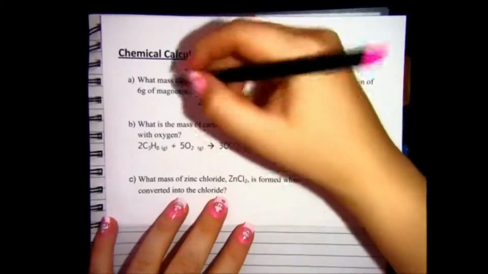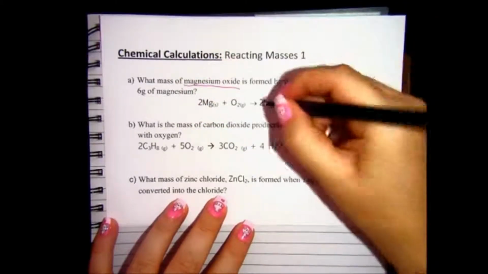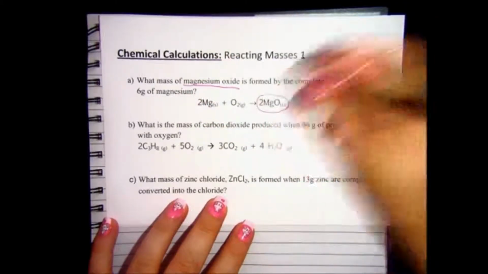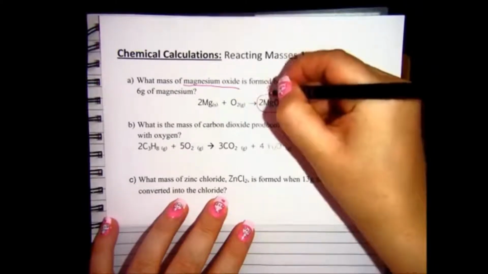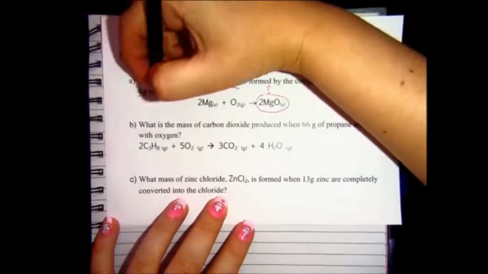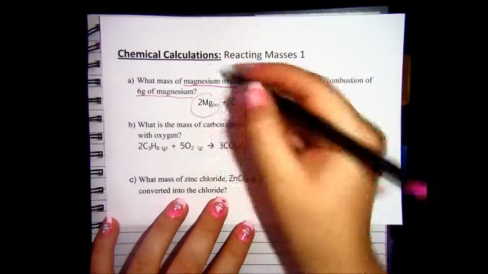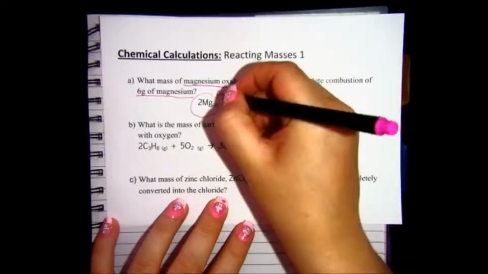What mass of magnesium oxide, so that's an important bit, I'm just going to circle that here. I'm just going to put a question mark there just to remind us that that's what we're trying to find out, is formed by the complete combustion of 6 grams of the magnesium. That's an important bit. Again, I'm just going to circle that and write down the 6 grams because I know the mass of that one.